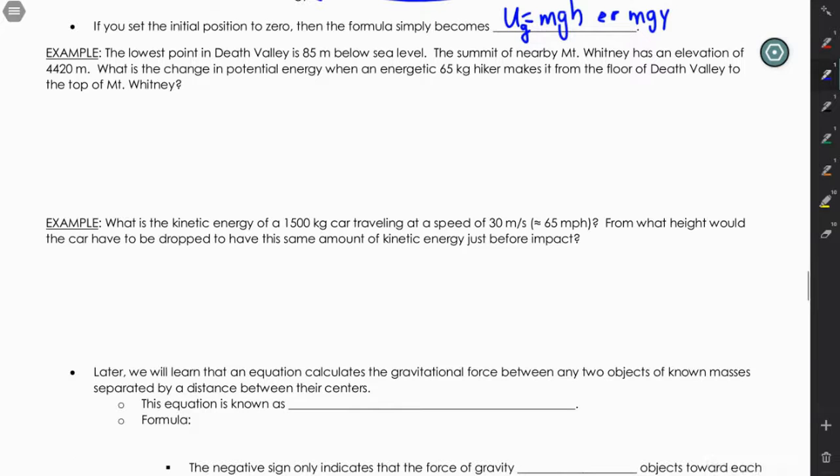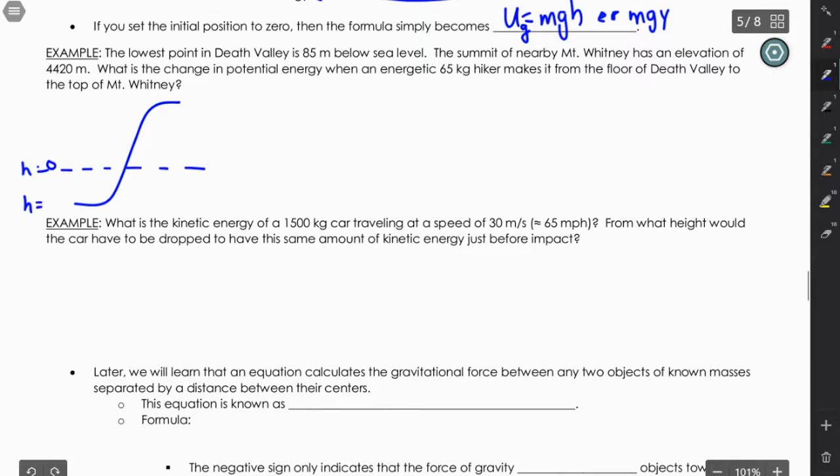Now here's a couple of quick examples. The lowest point in Death Valley is 85 meters below sea level. The summit of nearby Mount Whitney has an elevation of 4,420 meters. What is the change in potential energy when an energetic 65-kilogram hiker makes it from the floor of Death Valley to the top of Mount Whitney? Here's our physical picture. This is my h equals 0 point, sea level, which makes Death Valley negative 85 meters, and it makes the summit 4,420.